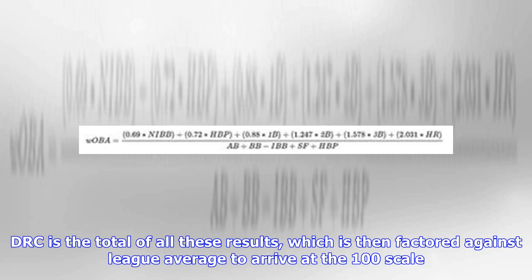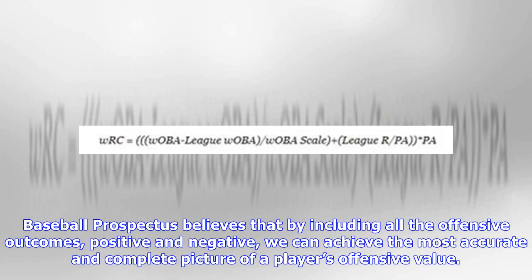DRC+ is the total of all these results, which is then factored against league average to arrive at the 100 scale. Baseball Prospectus believes that by including all the offensive outcomes, positive and negative, we can achieve the most accurate and complete picture of a player's offensive value.